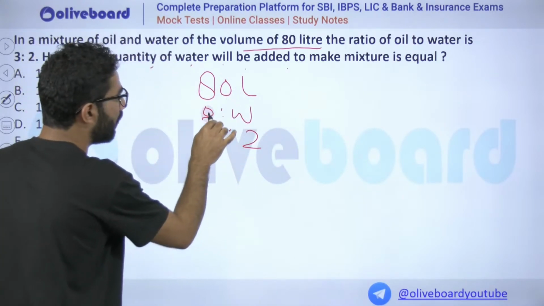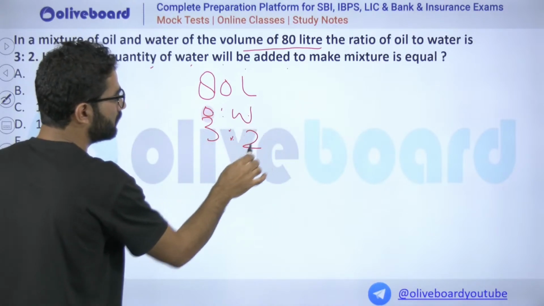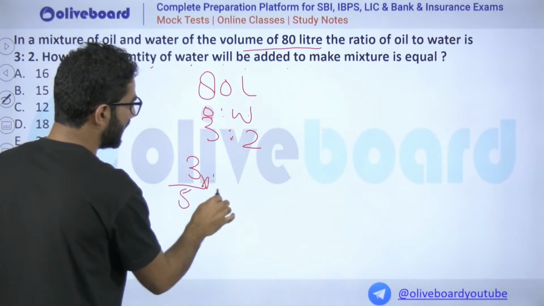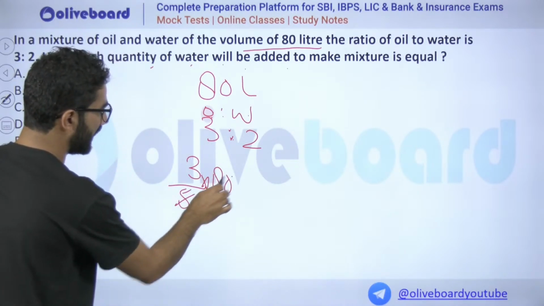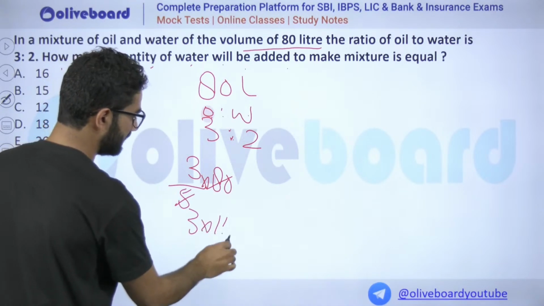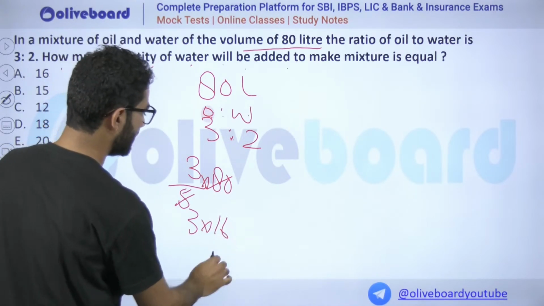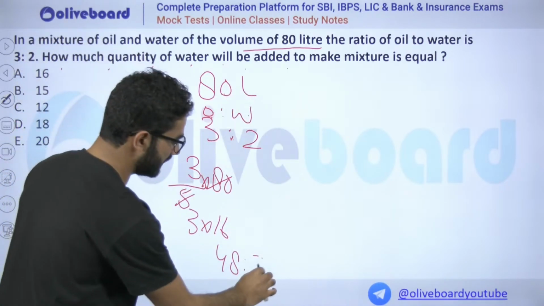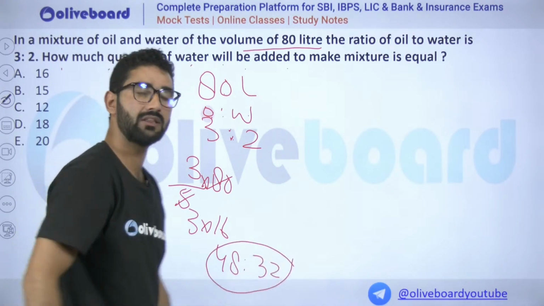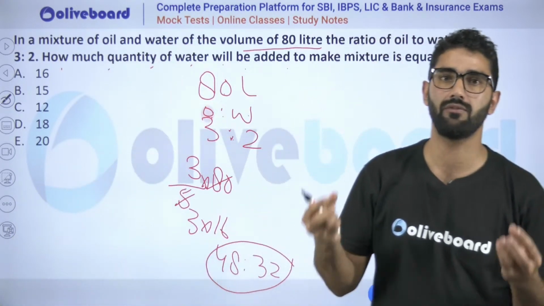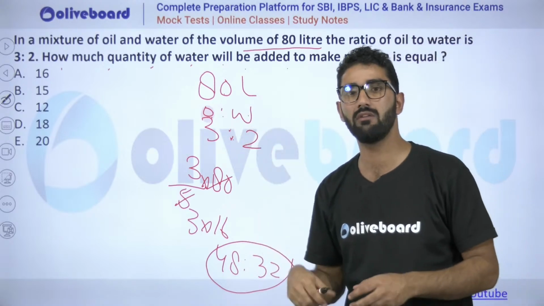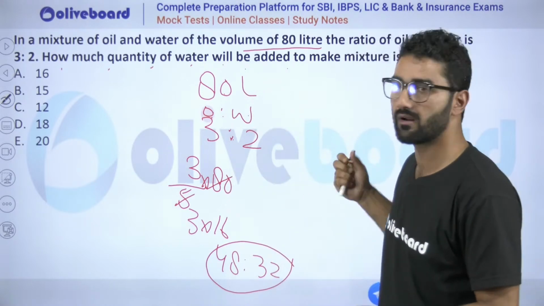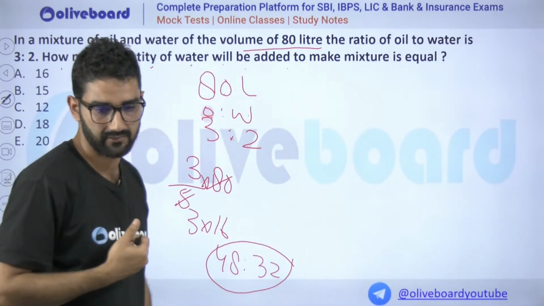Can I say that if the ratio of oil is 3 to water is 2, what is the quantity for oil? Sir, it will be 3/5 multiplied with 80, so how much will it be? 3 multiplied with 16, it is how much? That is 48. If it is 48, what will be the water? That will be 32. So you got that in 80 liters of solution of oil and water, there will be 48 liters of oil and 32 liters of water. Shaka says it is 16.